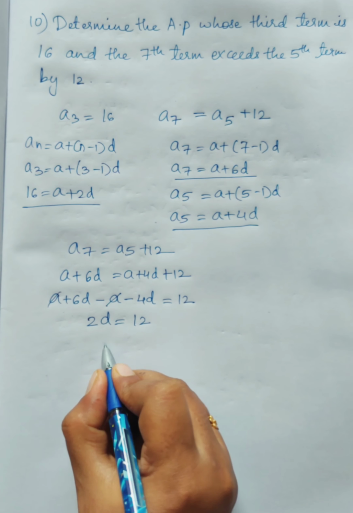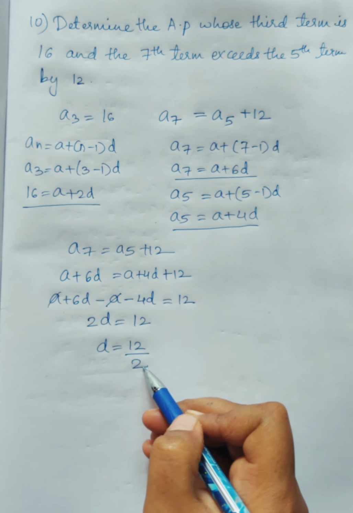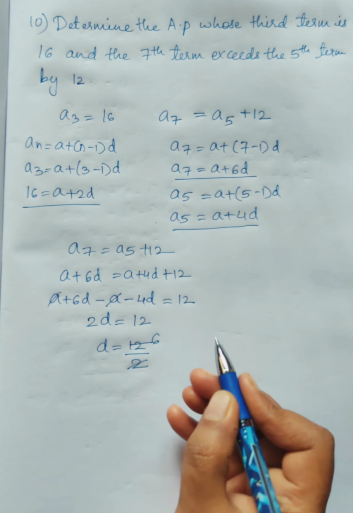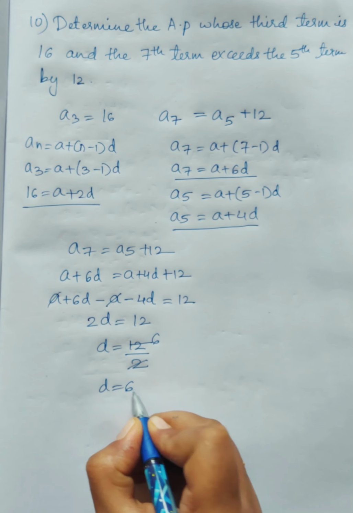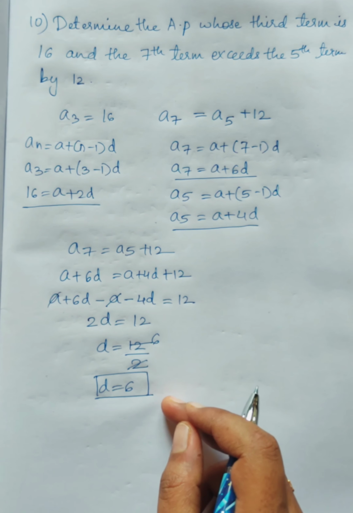So what will be the value of D? D is equal to 12 by 2. This 2 comes in the denominator. So 2 ones are 2, 2 sixes are 12. So D is equal to 6. Common difference is 6.